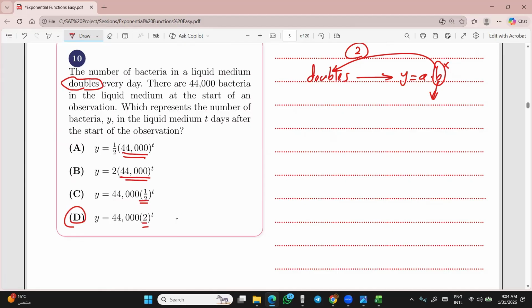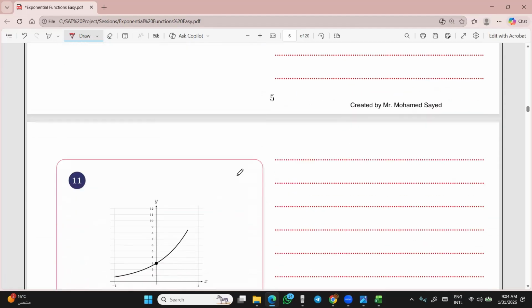And of course, there are 44,000 bacteria in the liquid medium at the start. So in the starting, we have to replace A with this number. So we choose 44,000 over anything else. That was the answer of question 10.